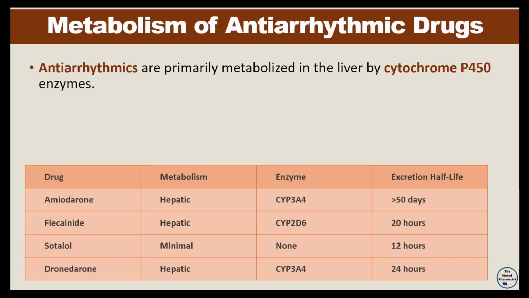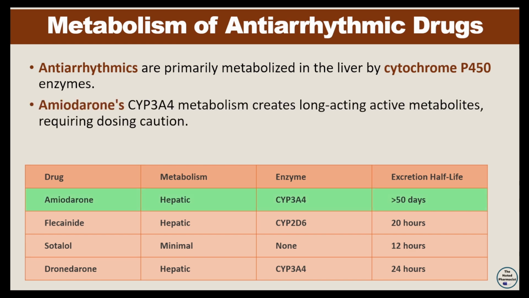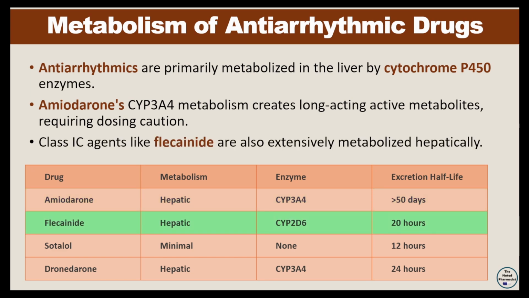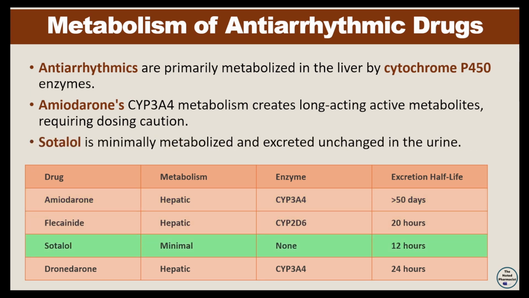Metabolism. Metabolism primarily occurs in the liver, mediated by cytochrome P450 enzymes. Amiodarone is metabolized by CYP3A4, forming active metabolites with long half-lives, necessitating careful dosing adjustments. Class IC agents like flecainide are also extensively metabolized hepatically, whereas sotalol undergoes minimal metabolism and is excreted unchanged.